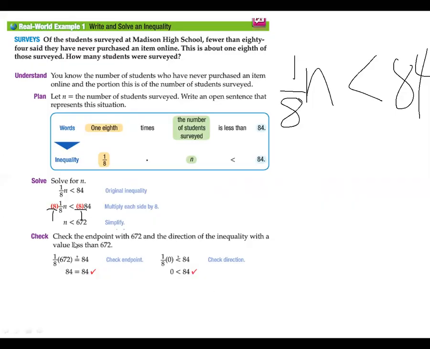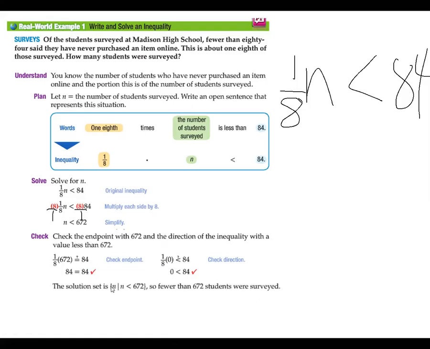So to check it, check the endpoint, 672, in the direction of the inequality with a value less than 672. So is 672 times 1/8 equal to 84? Yeah, that means you got the right endpoint if it satisfies that. Then check another point that's less than 672. 0 is usually an easy number to check, and that works. So I know I got the right thing there.